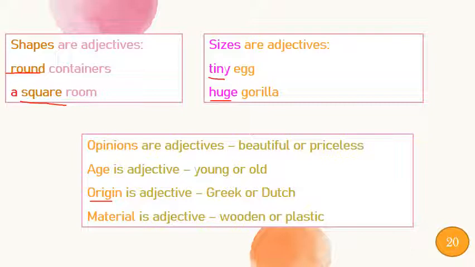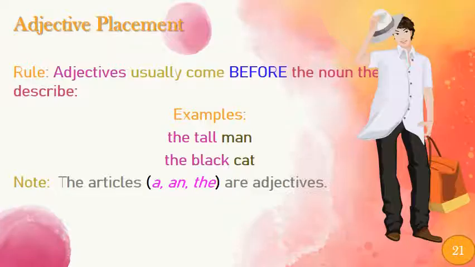Material is also an adjective. For example, wooden, plastic. So I'm describing what the product is made out of. It's made out of a certain material. This material is an adjective. Wooden, plastic, for example. Nylon bags. So nylon here describes the bags. Okay, these are adjectives.